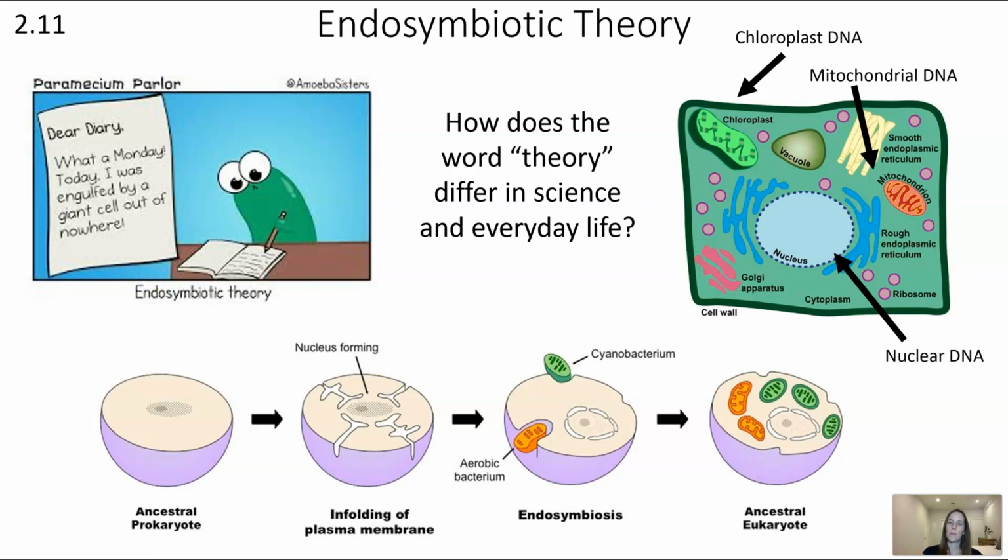So this idea of endosymbiosis, where you have the history of chloroplasts and mitochondria are bacterial cells, this is called the endosymbiotic theory. Now I want to be clear about the word theory because it means something different in science and everyday life. So what does the word theory mean in science, and how does that differ from how it's used in everyday life?